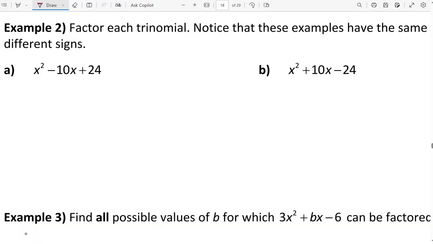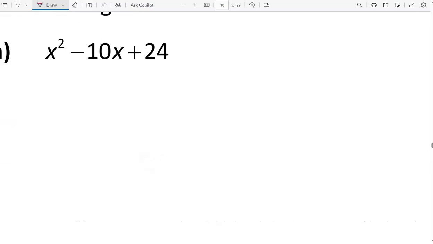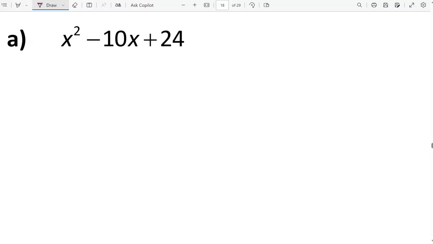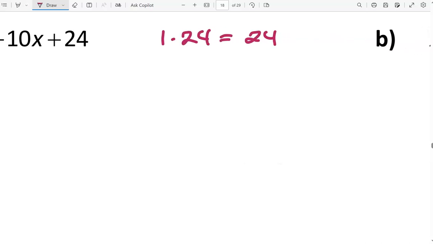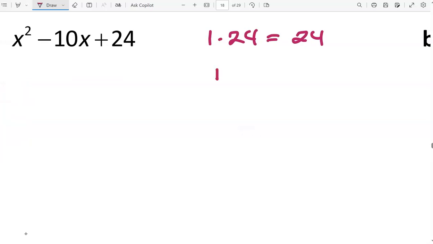In example 2, we're going to factor a couple trinomials, and we're going to note that these trinomials look very similar, but they have different signs on the 10 and the 24. So in A, for instance, our A value is 1, B is negative 10, and C is positive 24. So A times C is 1 times 24, which is 24. Let's make a list of our pair of factors. 1 and 24 is a possible pair.